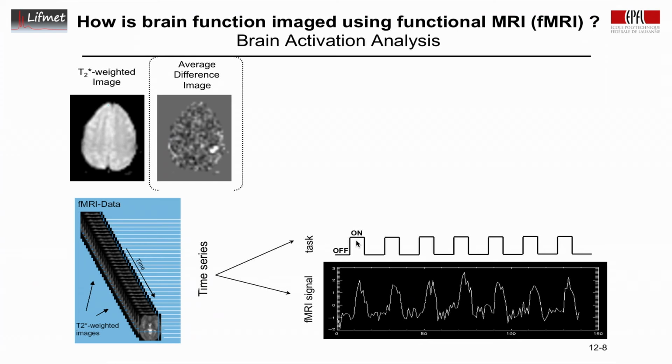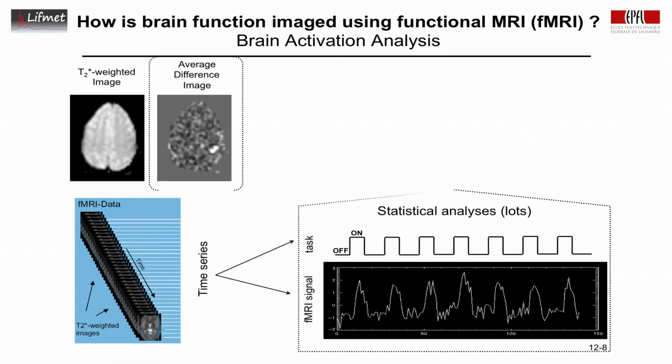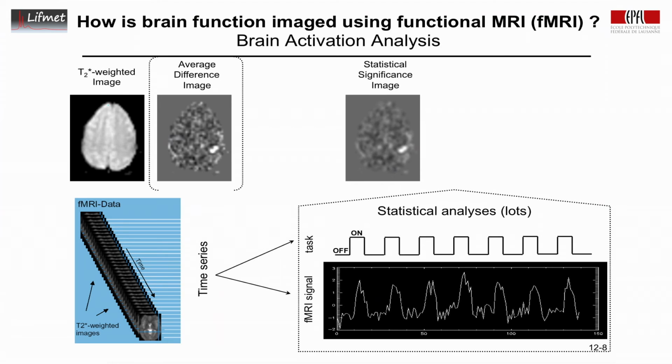So now comes the hard part, and that's a lot of statistical analysis. We're not going to go into the details here. One has to be very careful, very stringent in how it is being done, but what happens next? So what one gets then is a statistical significance image. That basically just says, I'm looking at the statistical probability that a particular pixel here is indeed following the activation pattern given by the task.